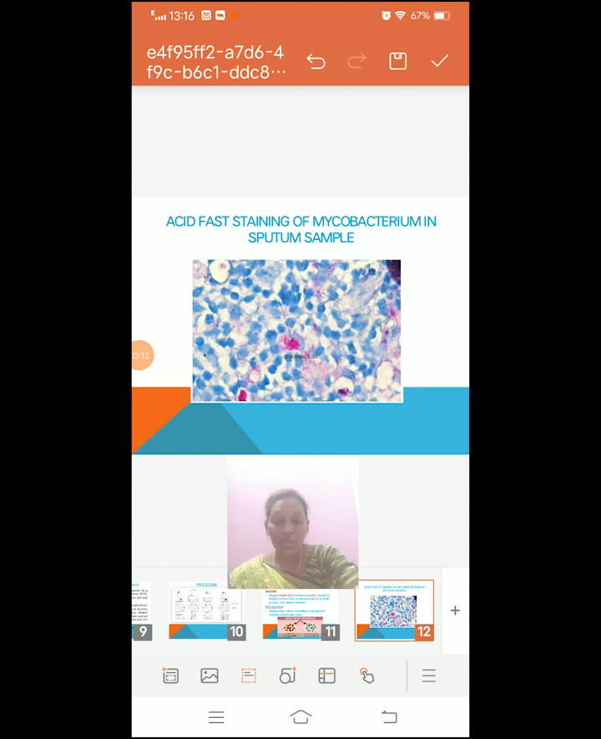So to have a quick recap of the procedure of acid-fast staining, we are using three reagents. What are the three reagents? The first one is carbol fuchsin, the second one is acid alcohol decolorization solution, then we add methylene blue. And don't forget to heat the slide after applying the primary stain, that is carbol fuchsin, so that the carbol fuchsin will penetrate the acid-fast bacillus cells more readily.